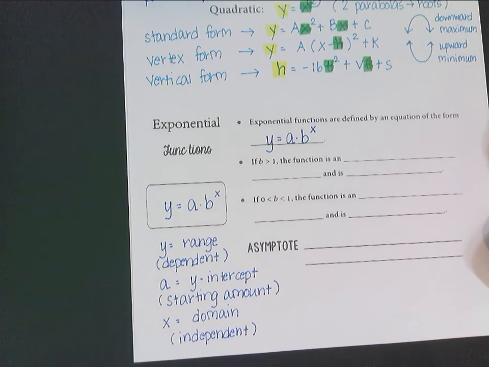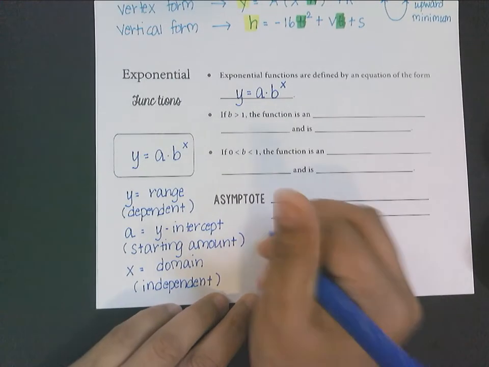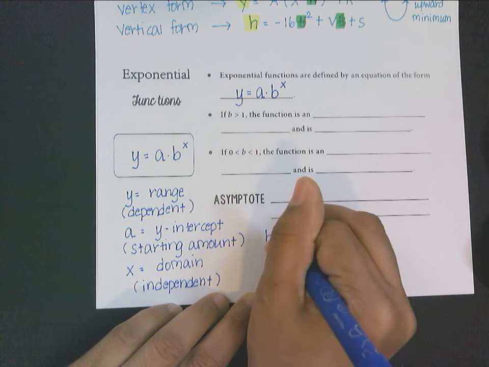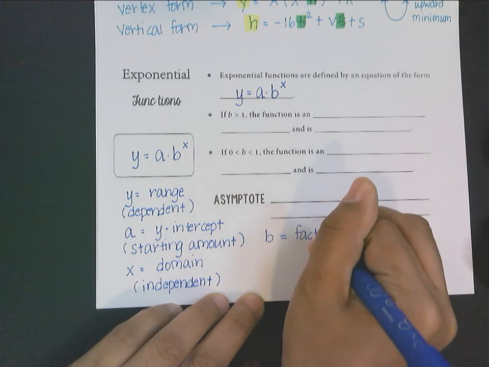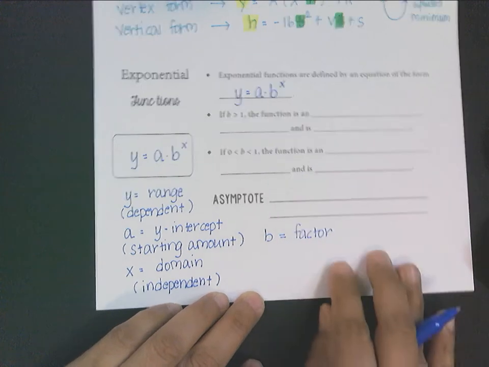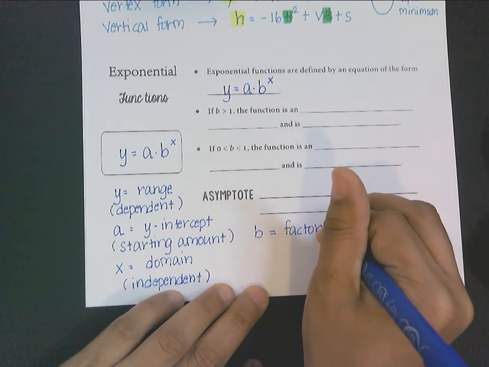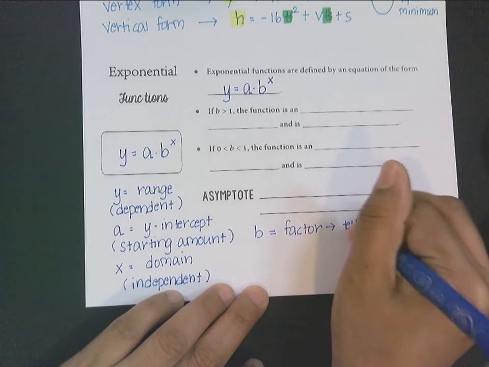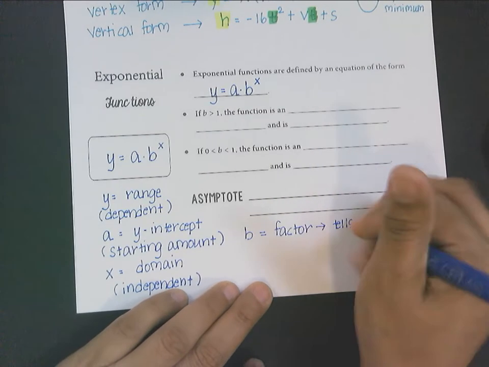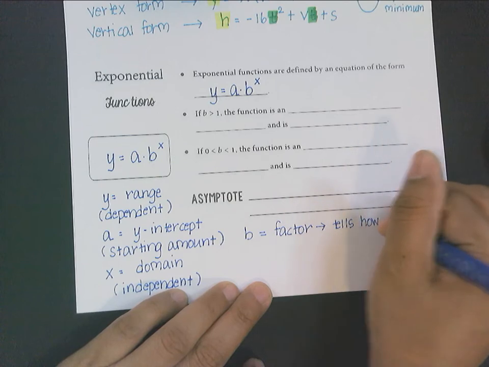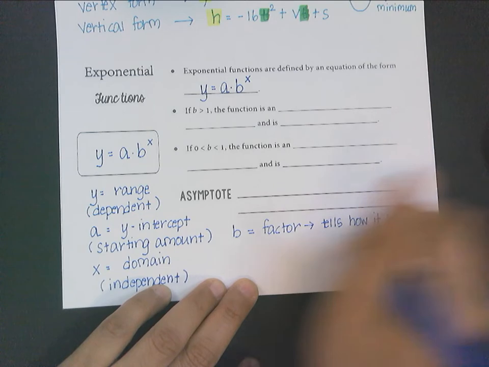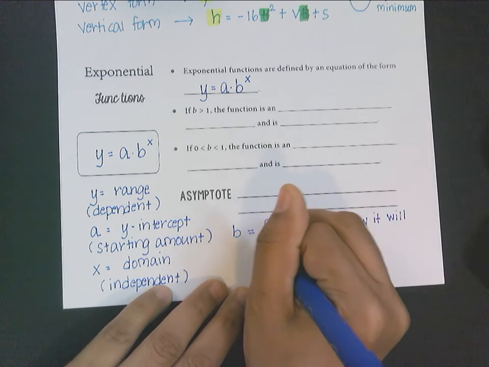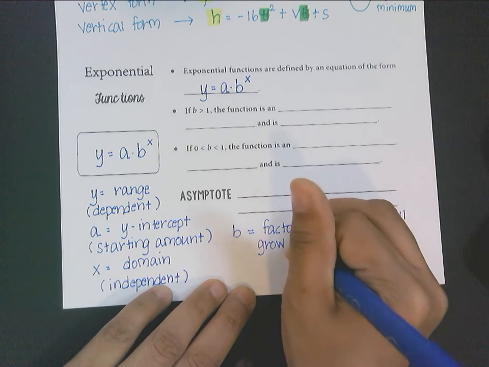But the most important variable in an exponential function has to be that b. And b is your factor. B is your factor. And this tells you how it will grow, or how it will decay.